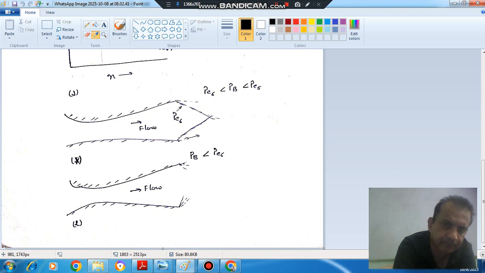Here we can see that the exit pressure has to get more. So here oblique shock will be there. So this is full expansion that has taken place from here to here.